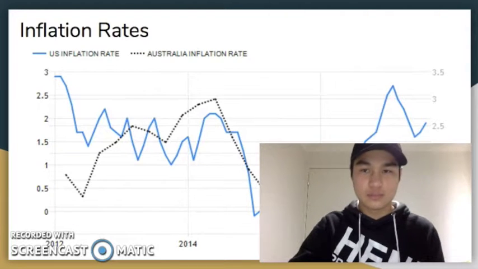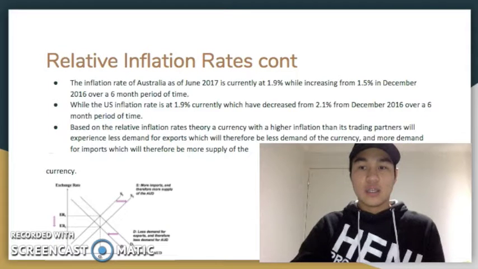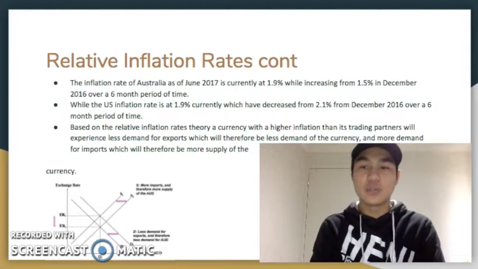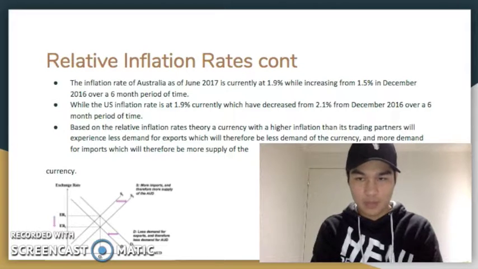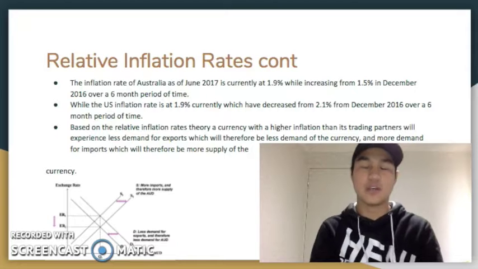Inflation rates. The inflation rate of Australia as of June 2017, recorded by the Reserve Bank of Australia, is currently sitting at 1.9, increasing from 1.5 in December 2016 over the 6-month period, while the US also has a 1.9 inflation rate according to the federal system of the United States.